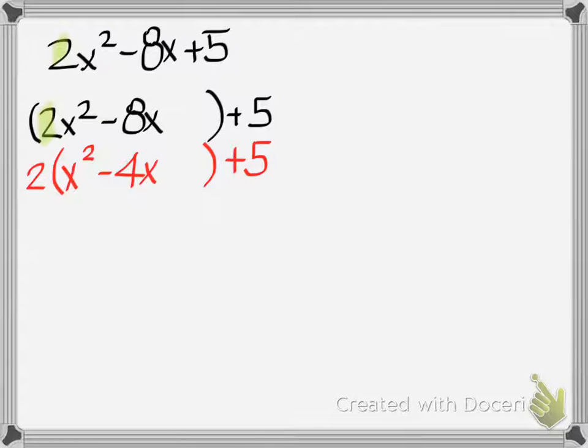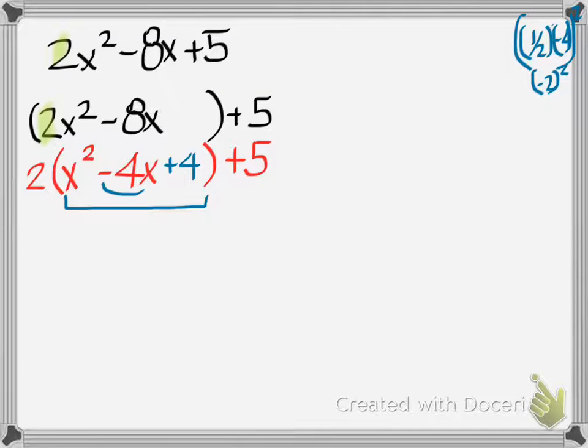The next thing we want to do is make the inside of the parentheses a perfect square trinomial. So we need to take half of the middle term, half of negative 4, and then square that value. Half of negative 4 is negative 2, and when we square negative 2 we end up with positive 4, so we're going to put plus 4 here to complete the square.